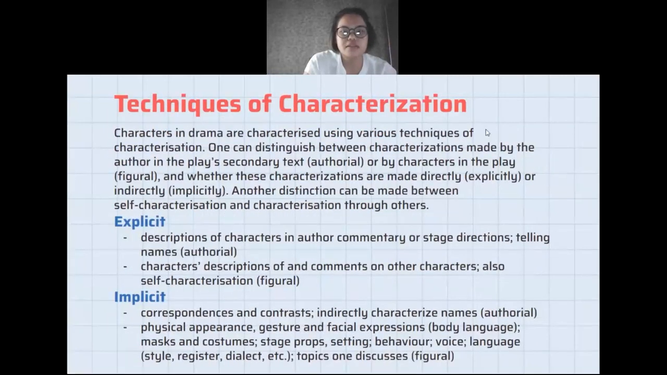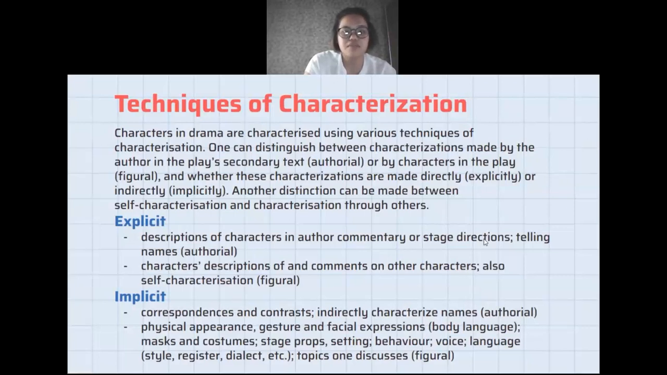Techniques of characterization. Characters in drama are characterized using various techniques of characterization. One can distinguish between characterization made by the author in the play's secondary text, authorial, or by characters in the play, figural, and whether these characterizations are made directly, explicitly, or indirectly, implicitly.